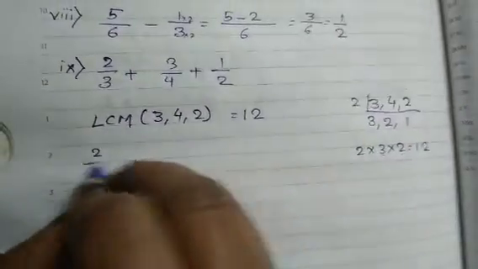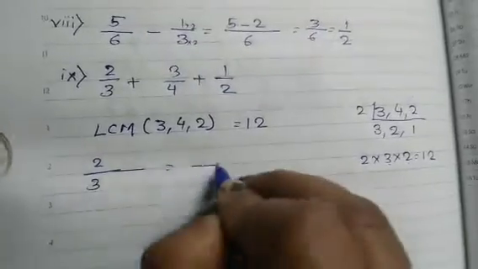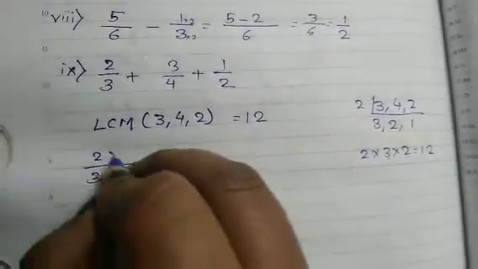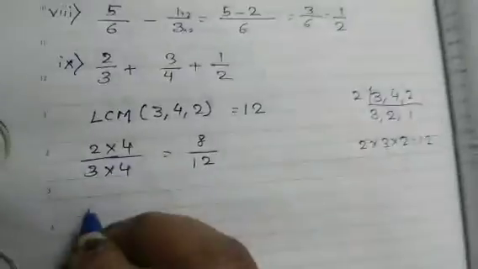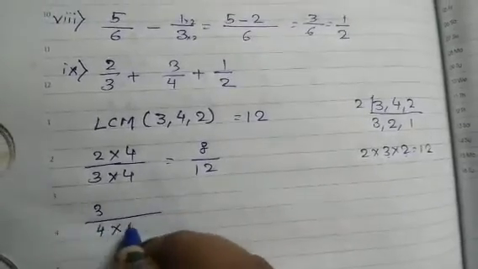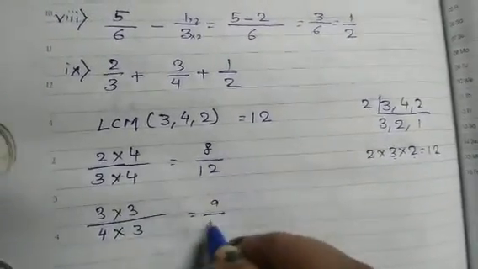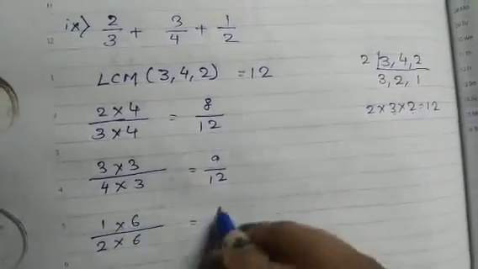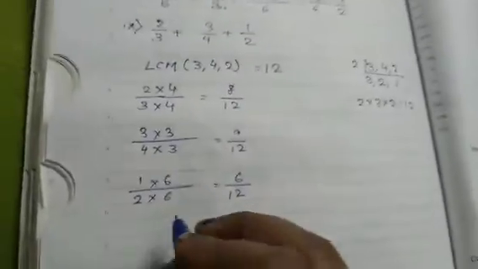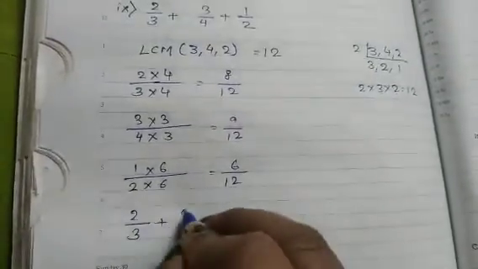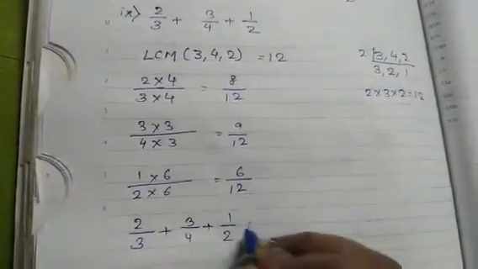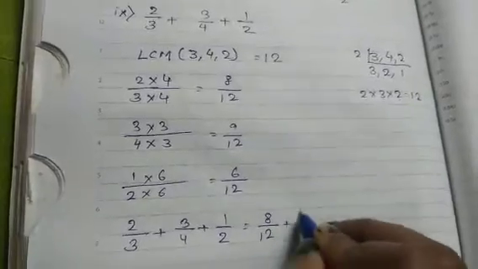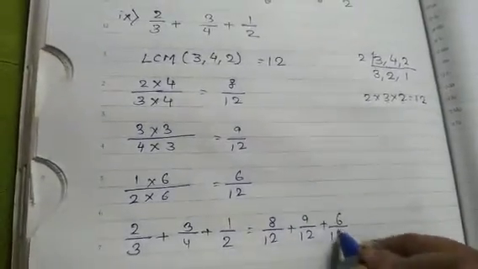Follow all the steps, write 2 by 3, 3 4s are 12, 2 4s are 8, so 8 by 12, 3 by 4, and 1 by 2, and then write 2 by 3 plus 3 by 4 plus 1 by 2 is equal to 8 by 12 plus 9 by 12 plus 6 by 12.